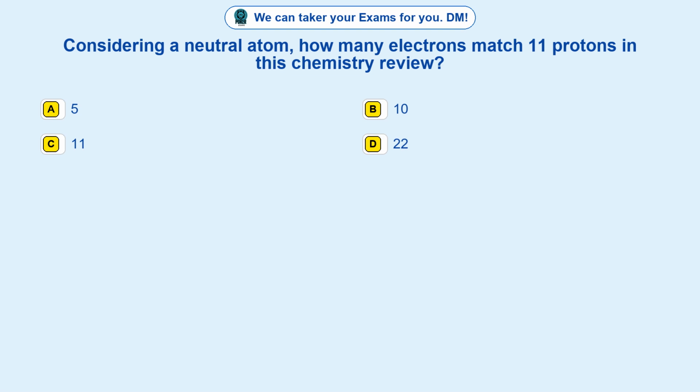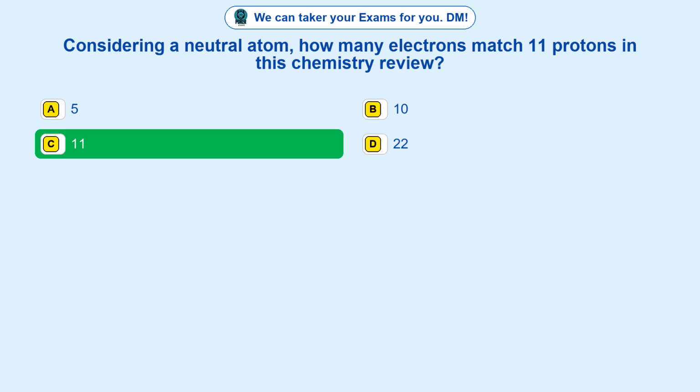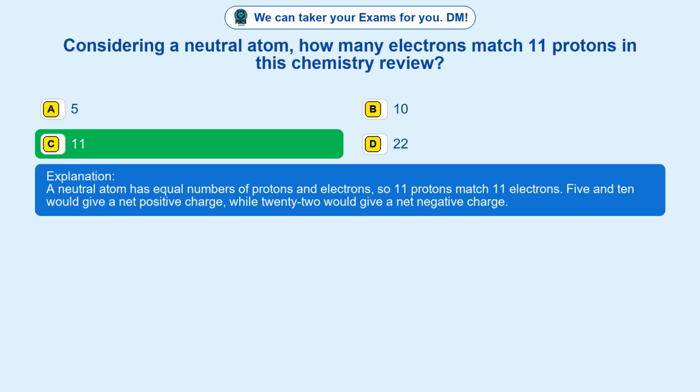Question 32. Considering a neutral atom, how many electrons match 11 protons in this chemistry review? Option A, 5. Option B, 10. Option C, 11. Option D, 22. The correct answer is option C, 11. A neutral atom has equal numbers of protons and electrons, so 11 protons match 11 electrons. 5 and 10 would give a net positive charge, while 22 would give a net negative charge.